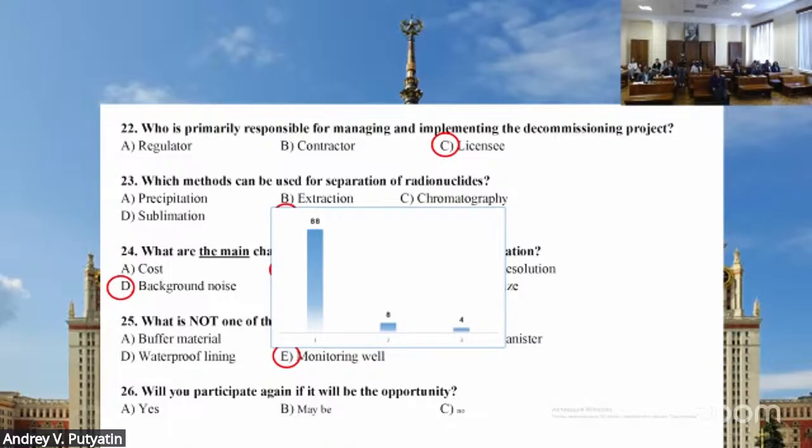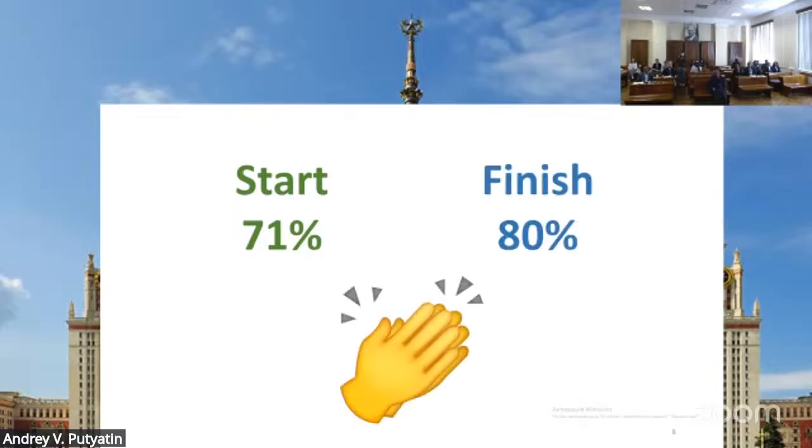So and now the total result. In the beginning, it was already a very high percent of correct answers. But after the school, we see even good progress. So now it's 80% of the total correct answers. So congratulations for you and for us. And again, thank you for coming.